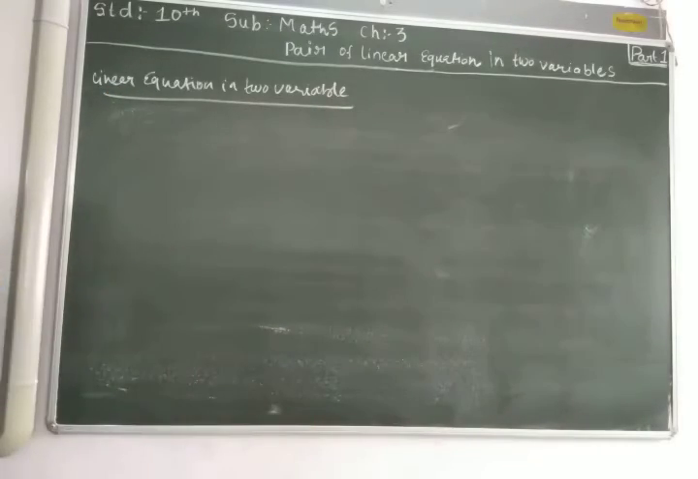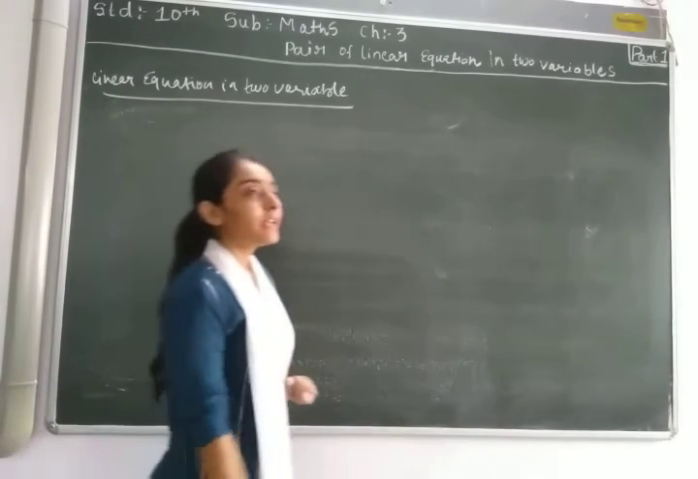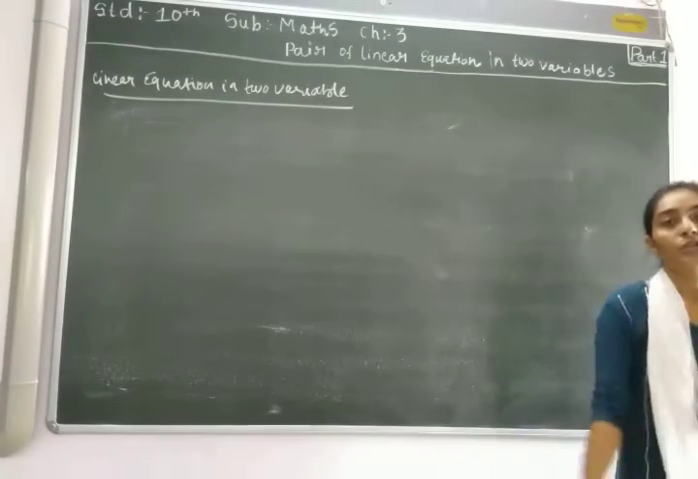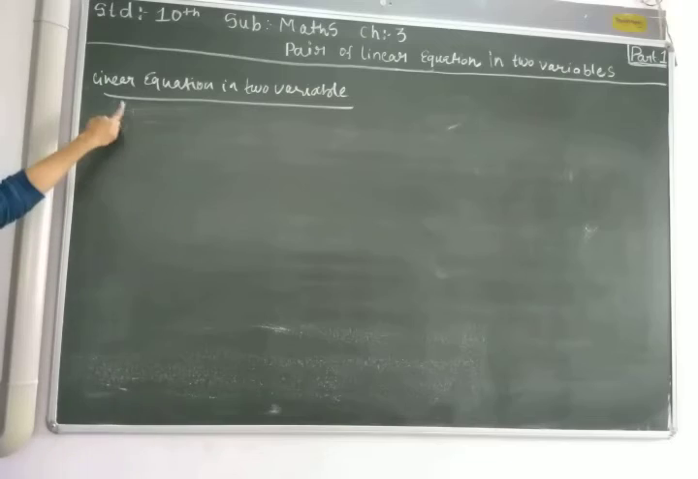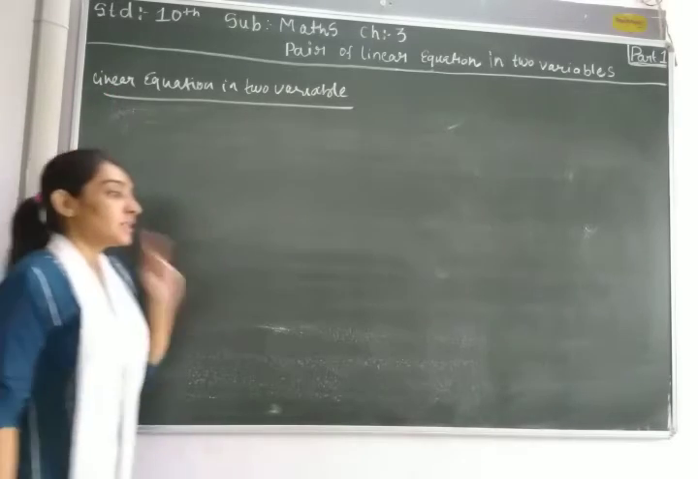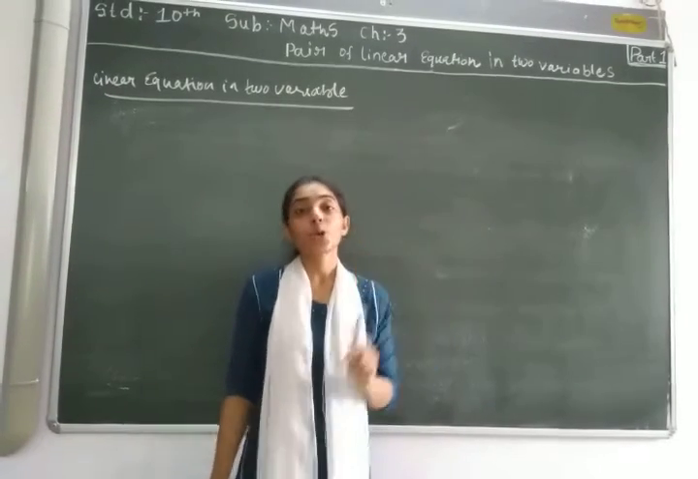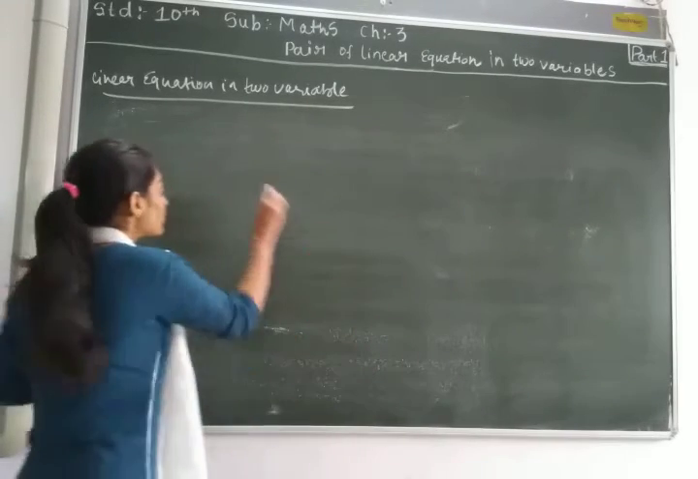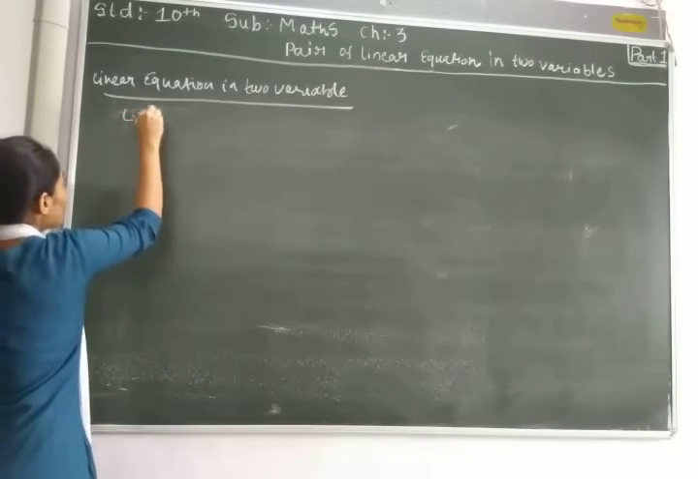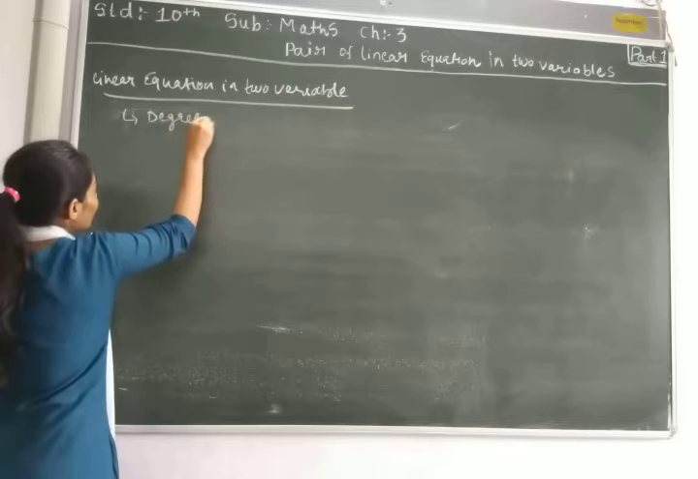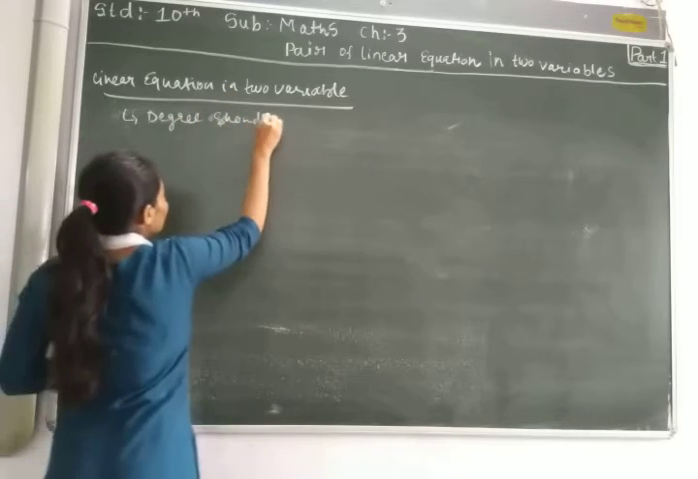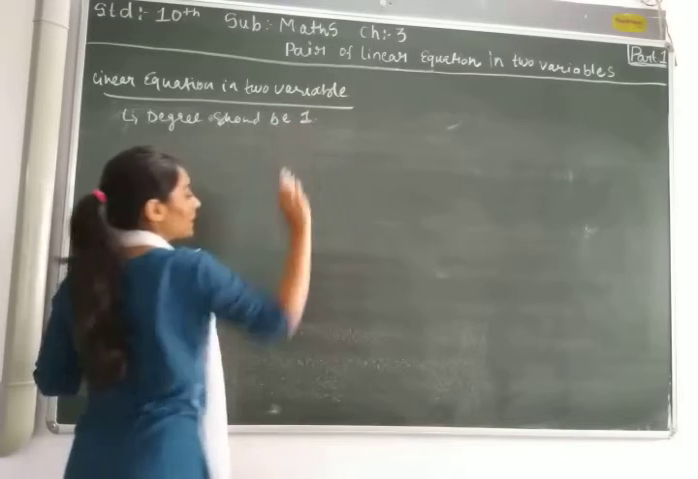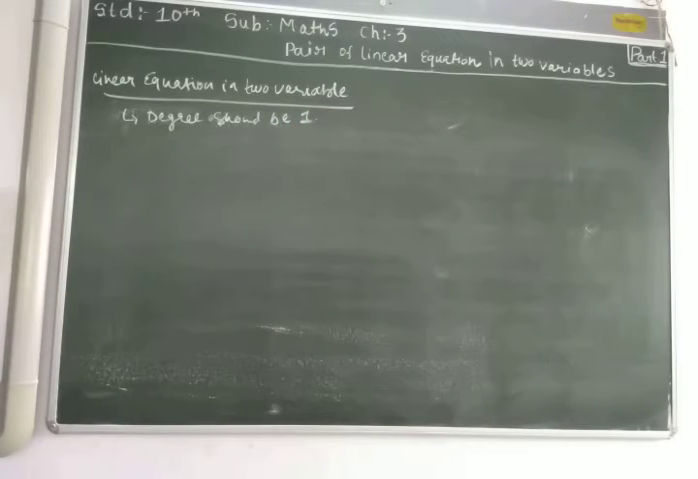How many variables? In a linear equation there are two variables. For linear, the condition is that the degree should be 1. So you can write here: degree should be 1 only.